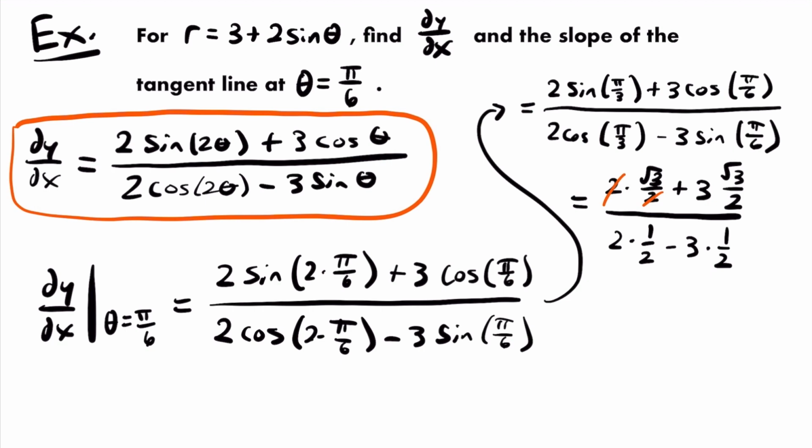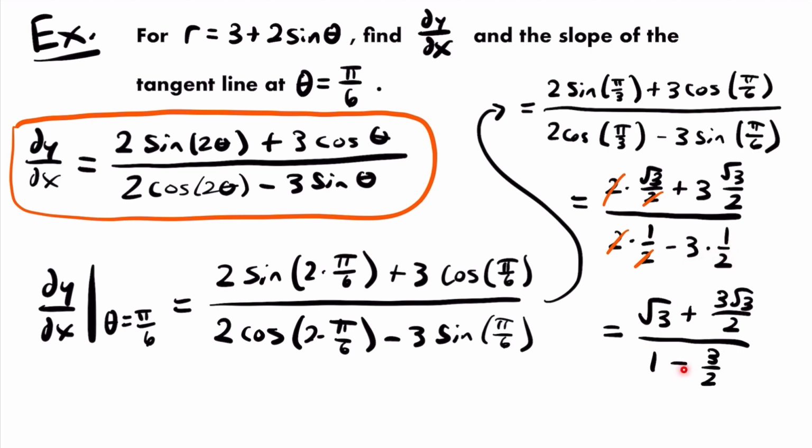2 divided by 2 is 1, so we're just going to have the square root of 3 plus 3 times the square root of 3 divided by 2, and then in the denominator, 2 times 1/2, that's just equal to 1. These 2's will cancel out, and so this is equal to the square root of 3 plus 3 square roots of 3 divided by 2, divided by 1 minus 3 times 1/2, which is 3/2.